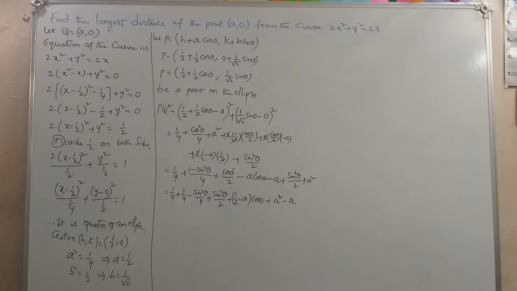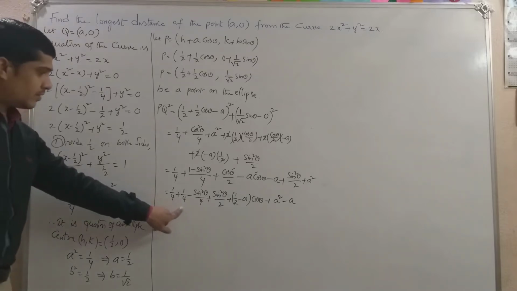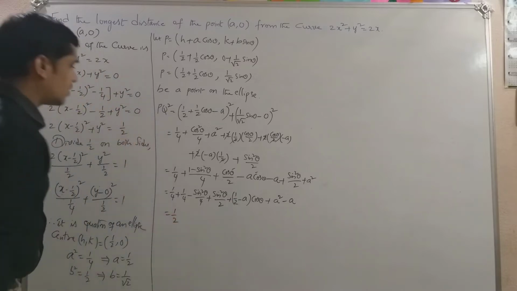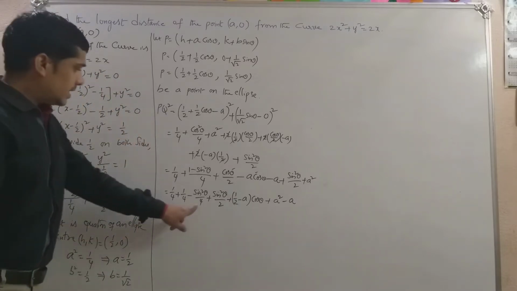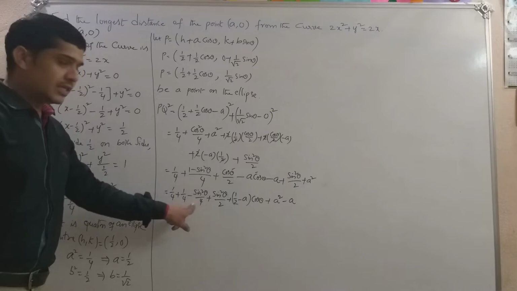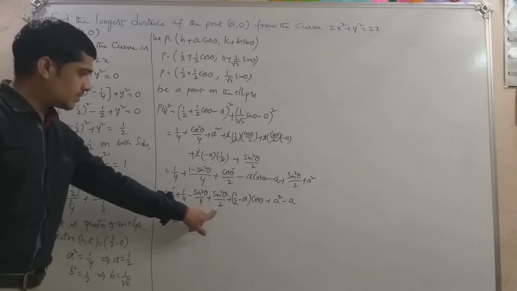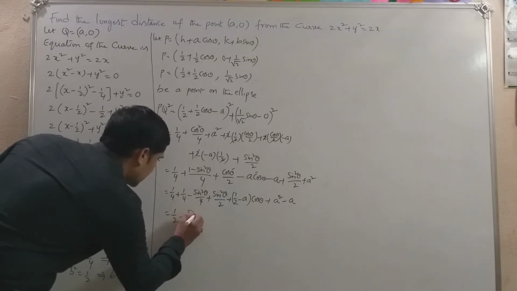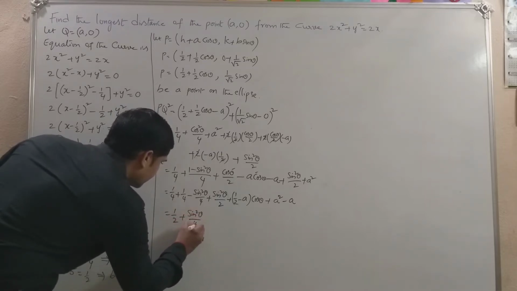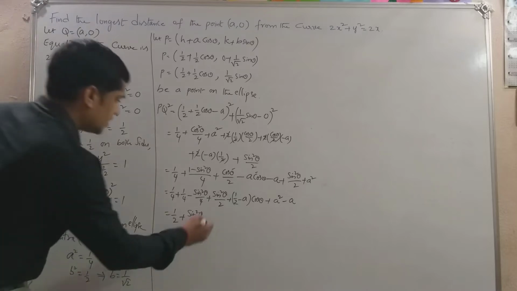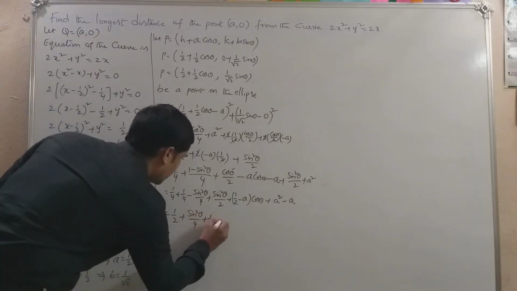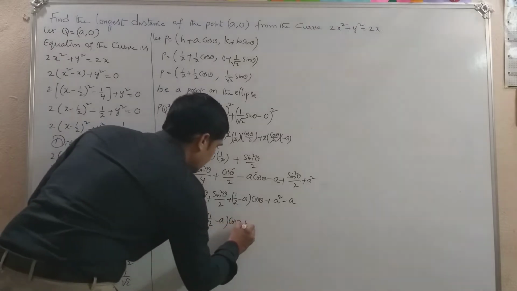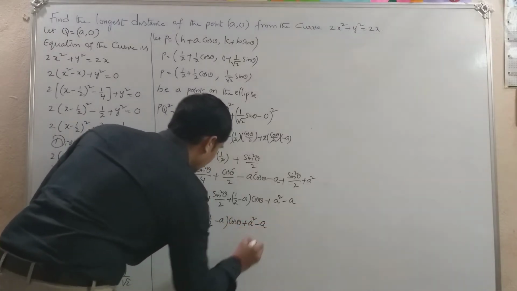So finally 1 by 4 plus 1 by 4, it is 1 by 2. And it is sin square theta by 4, with minus sign, and plus sin square theta by 2. If you simplify, you get a plus sin square theta by 4. Okay. And plus 1 by 2 minus a times cos theta plus a square minus a.